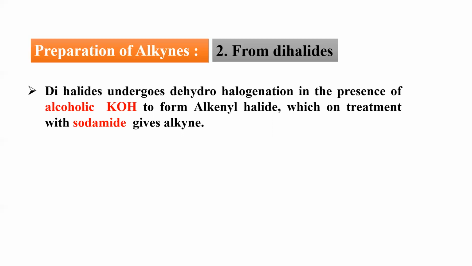Now we already came across this in preparation of alkenes, remember? We also came across a rule. What was the rule that we studied there? Can you recollect? Yes, it is Saytzeff's rule. So you're familiar with how alcoholic KOH carries out dehydrohalogenation. The first step is that, and in the second step, there is sodamide which reacts with the alkenyl halide that is obtained to form alkyne.